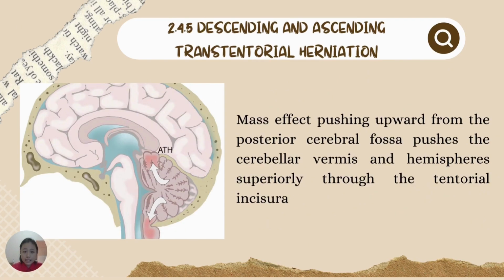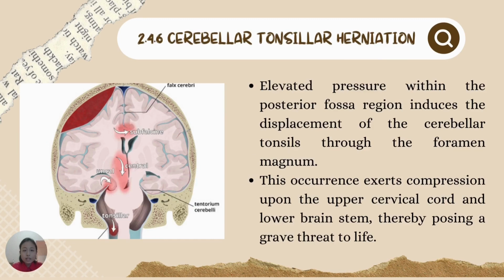Next, on the ascending transtentorial herniation type, we have a mass effect pushing upward from the posterior cerebral fossa, which then pushes the cerebellar vermis and hemisphere superiorly through the tentorial incisura. This hernia, or cerebellar tonsillar herniation, has the poorest prognosis because the elevated pressure within the posterior fossa region induces the displacement of the cerebellar tonsils through the foramen magnum. This occurrence exerts compression upon the upper cervical cord and lower brainstem, thereby posing a grave threat to life.